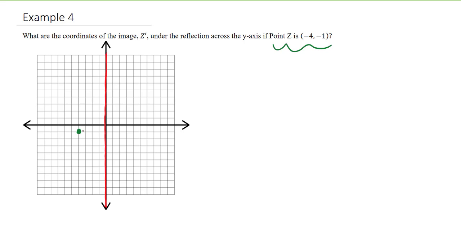We need to plot it across. We need to go as many points as that is away from that axis to the other side, which would be on the right. That's over 4, so we go 1, 2, 3, 4. This is our z prime, and this is our z. So z prime's coordinates: we go over 4, so that's positive, and then down 1, so that's -1. Those would be the coordinates.